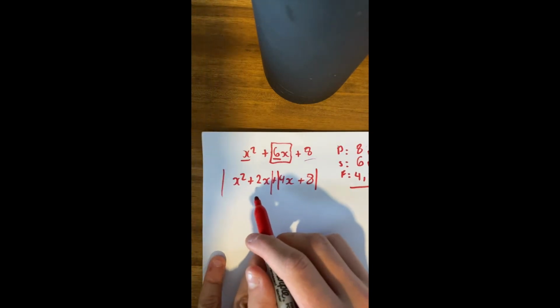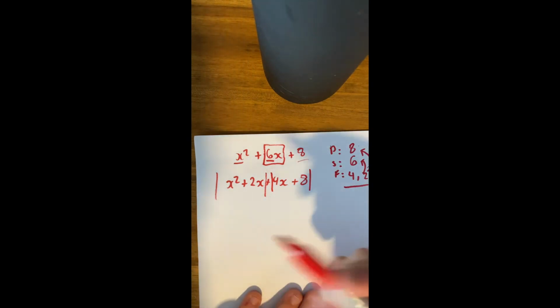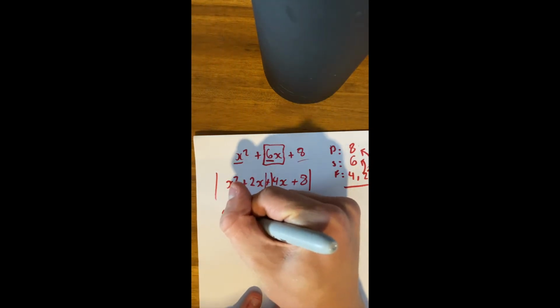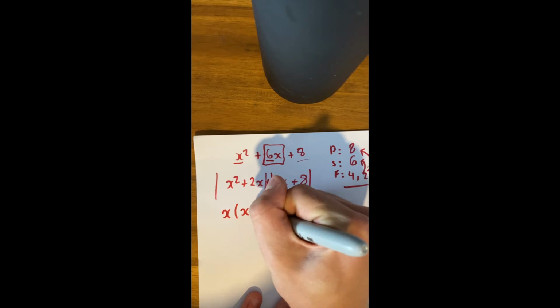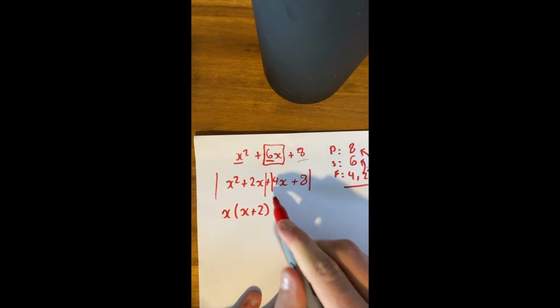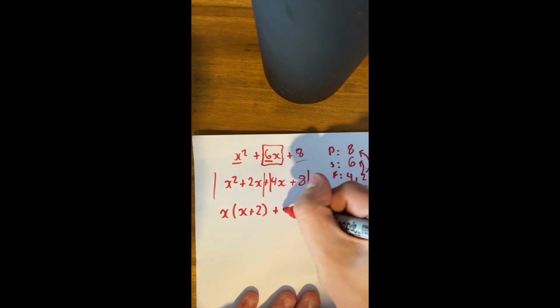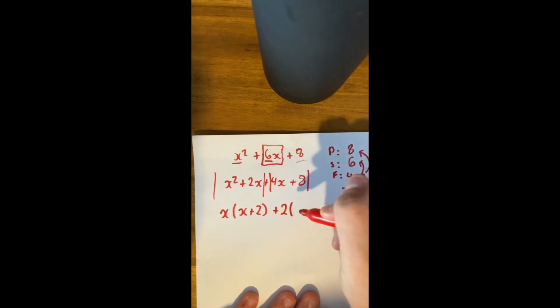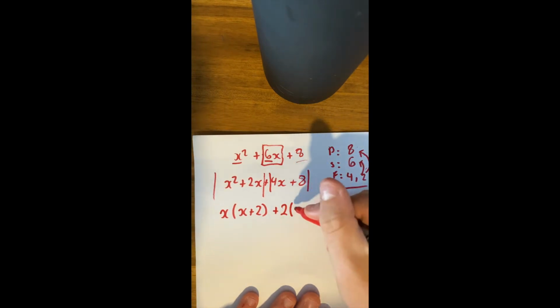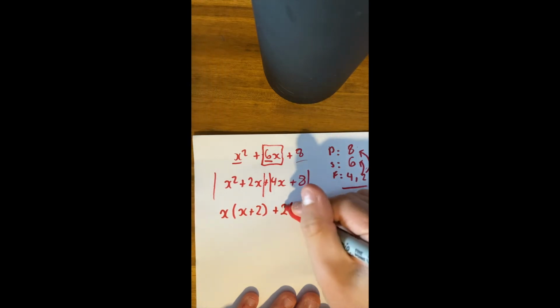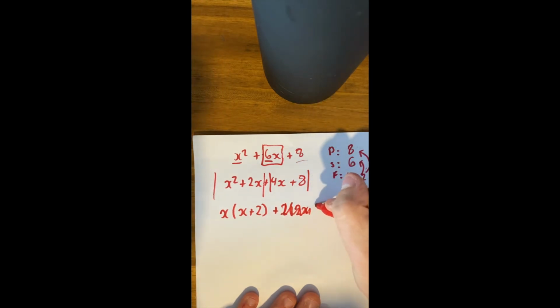So x squared plus 2x, the common term there is x. And then 4x plus 8, the common term is 4, sorry, my bad. And that becomes x plus 2.